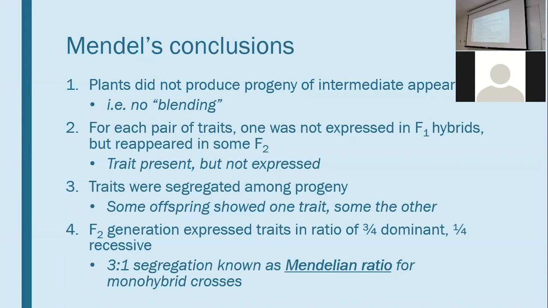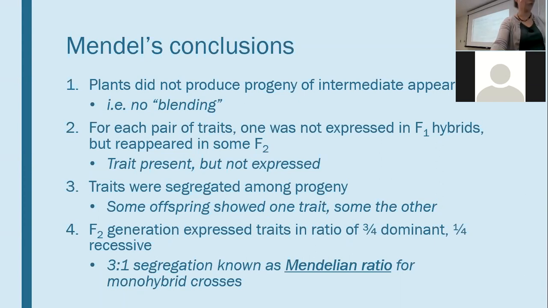There we go. 4. When he bred these F1 hybrids together, all of these purple flowers, all of which were carrying white alleles, the F2 generation expressed traits, in this case purple and white flowers, in a ratio of 3/4 dominant, so 3 out of every 4 were purple, and 1/4 recessive, 1 out of every 4 was white. And so this 3-to-1 segregation ratio is known as the Mendelian ratio for monohybrid crosses, because we're talking about monohybrid crosses, where we take one trait with 2 options and cross 2 hybrids together.